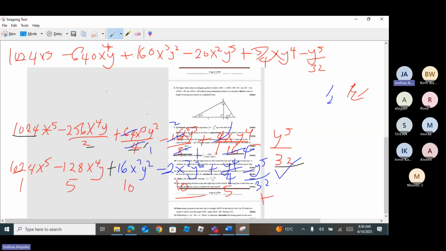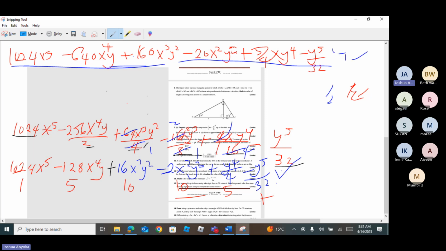Yes. Is it 20x squared y to power 3 or power 5? Power 3. Y power 3. Okay, let's move on. So this is the expansion that we want. This is the expansion that will earn you the 2 marks.